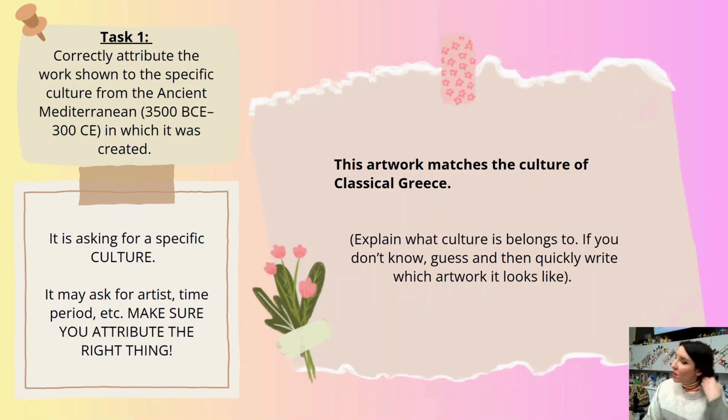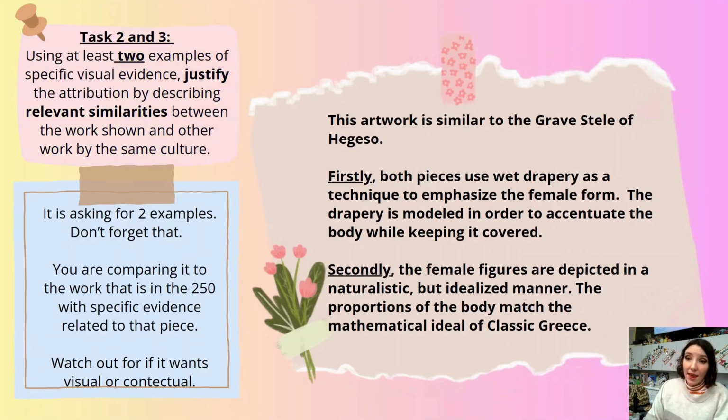That's not helpful. Same concept as you can't just say Africa for a mask, right? Doesn't work. So now I've got to back up why I think it is classical Greece. Because there are 2 examples that I need to give, that means there are 2 task points. I am comparing this piece to the one in the 250.